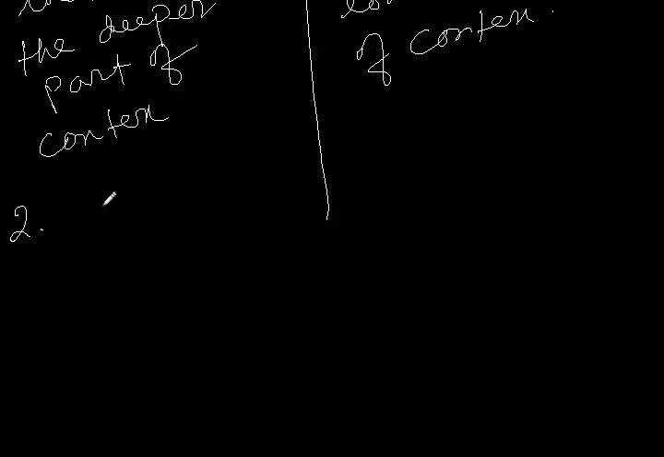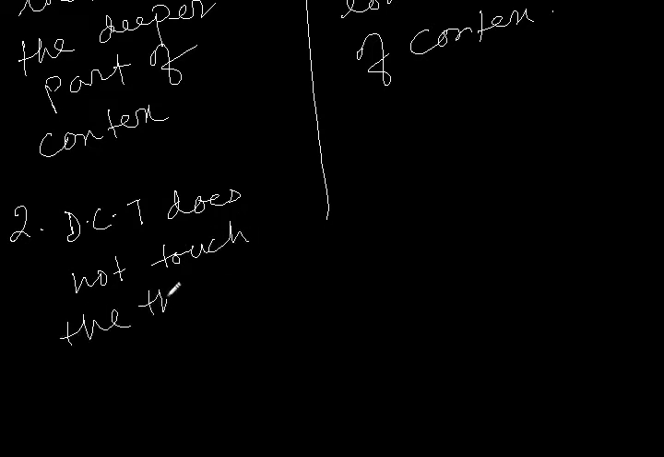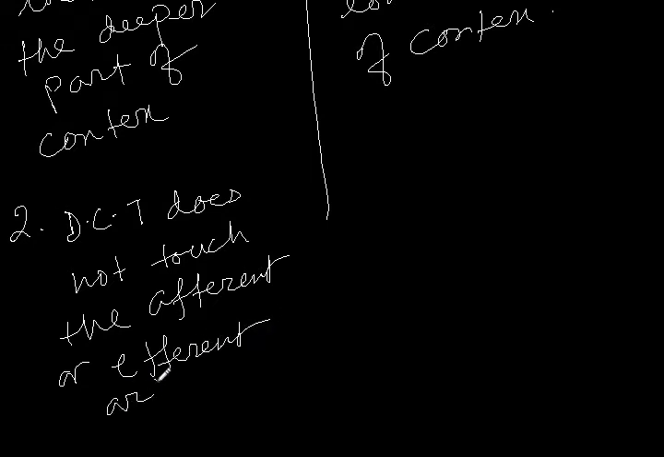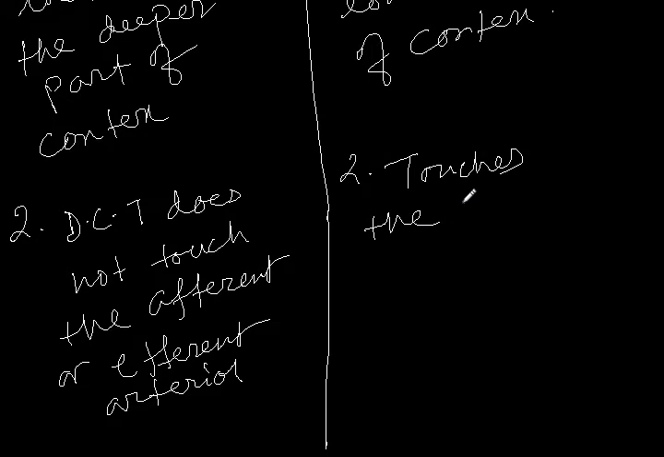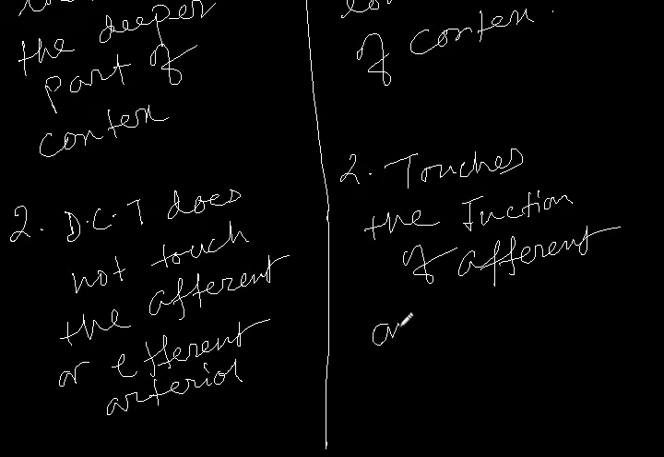The next important difference is that in the cortical nephron, the DCT doesn't touch the afferent or efferent arteriole, whereas in the juxtaglomerular nephron it touches the junction of the afferent and efferent arteriole.